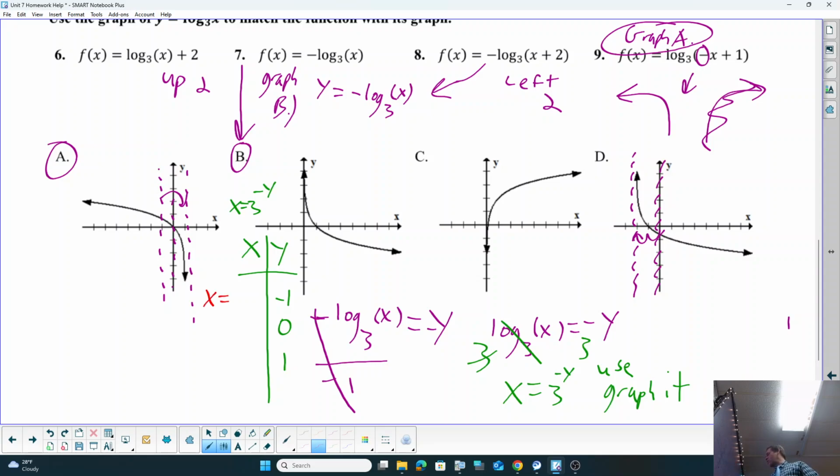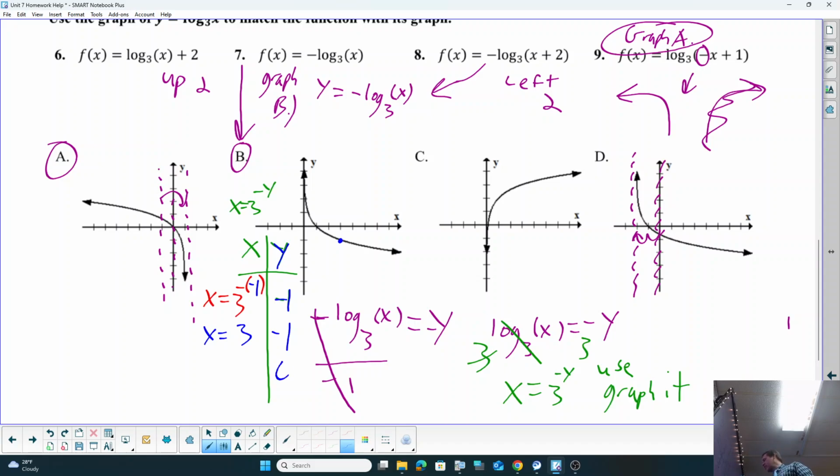So x equals 3 to the negative, and in place of y, I'm going to plug in the negative 1. So then x equals what? Negative, negative is a positive, so that's just 3. So negative 1, that's going to be over 3. So 1, 2, 3, down 1. There's one of our points on our graph.